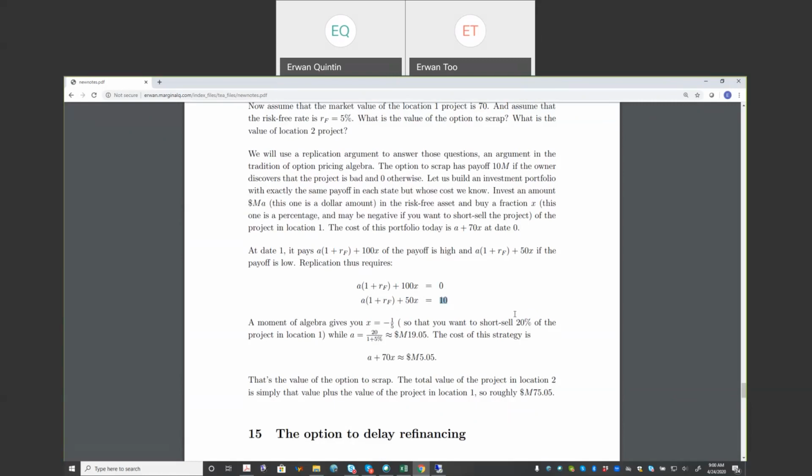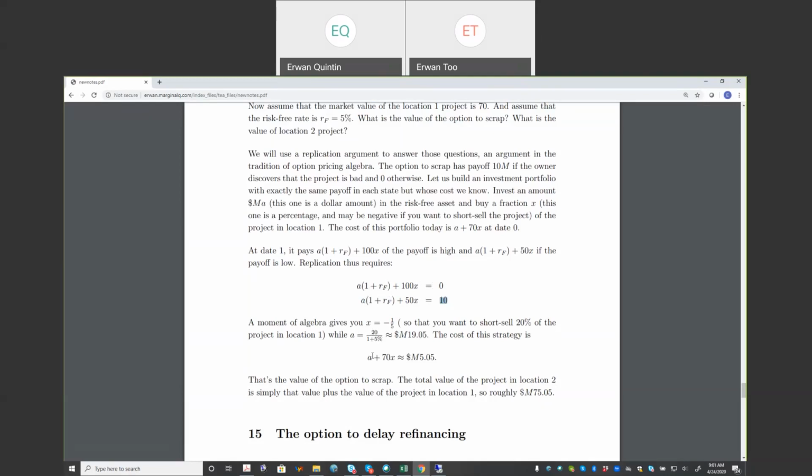And then once I know this to be the case, using the first equation, for instance, this is going to give me 100 times minus 0.2, which is minus 20. So that's a plus 20 going to the other side. So this is telling me that A is 20 divided by 1 plus 5%. And so that number, 20 million divided by 1 plus 5%, is about 19.05 million. So my portfolio involves investing 19.05 million in the risk-free asset today and taking a short position of size 20% against the project in location 1.